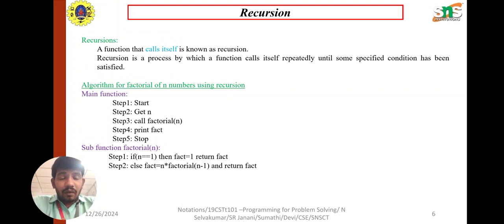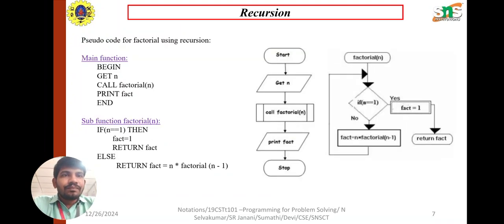In recursion we have to define the subfunction factorial of n. In step 1 we include the if condition: if n equal to 1, the factorial is 1, return 1. In step 2, else, fact equals n times factorial of n minus 1, and return fact. This is the main usage for finding the factorial of a given number.